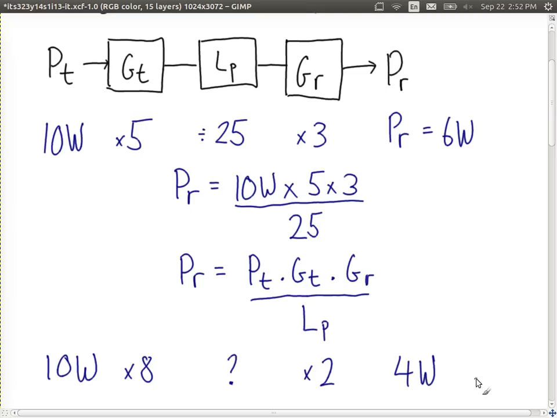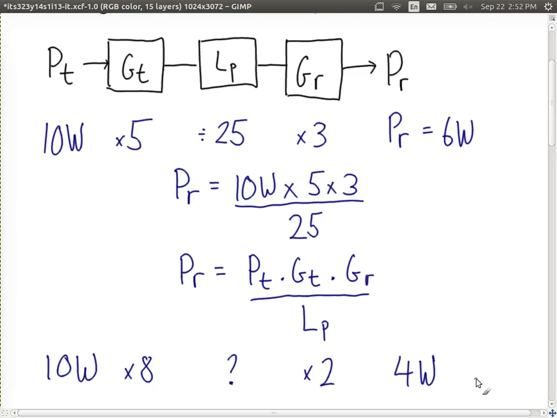You can check, it's just a rearrangement of this equation. Here we know PR, 4 watts. We know PT, 10 watts. We know GT is times 8, GR times 2. What's LP? What's the path loss? Rearrange and you find it's 40.